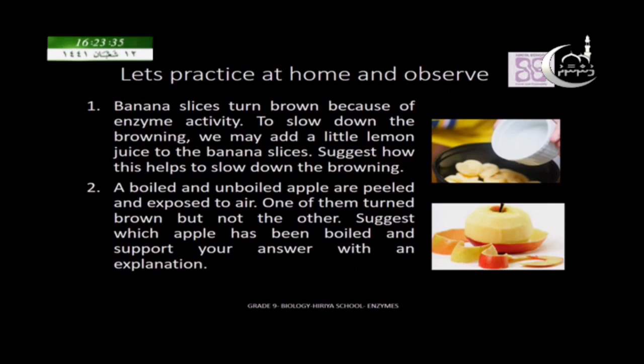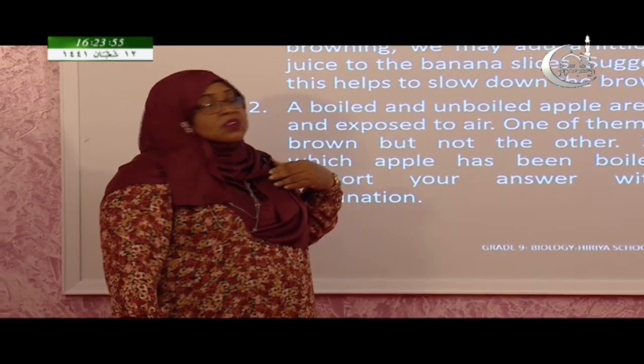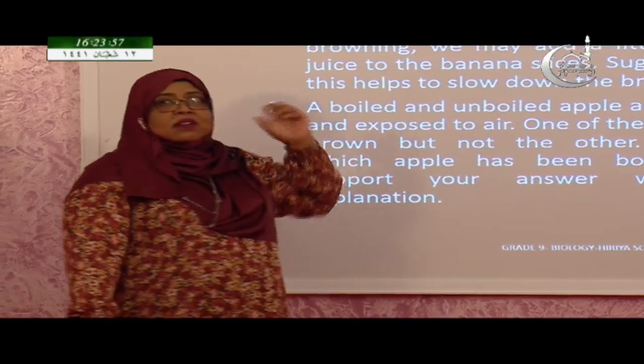Banana slices turn brown because of enzyme activity, that is a keyword. Any question anywhere, you will find a stem keyword. To slow down the browning, we may add a little lemon juice to the banana slice. Suggest how this helps to slow down the browning. Why do you think the process slows down? What is your concept here? What did you learn?